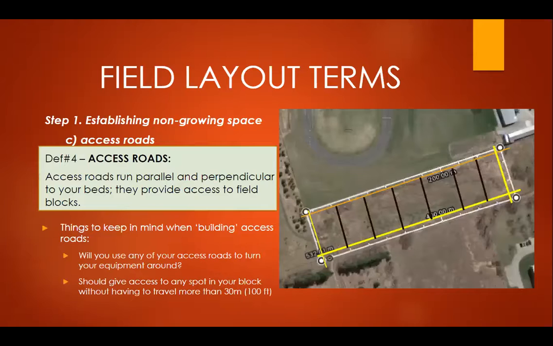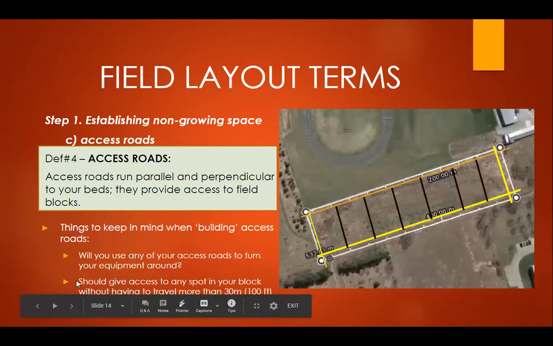Okay, so also in your non-growing space, you're also looking at things like access roads. That's your third component of your non-growing space. Access roads usually run parallel and perpendicular to your beds, and they provide access to your field beds, or to your field blocks. So if you remember the Smith Field here, we're looking at approximately 850 feet long, which is a relatively long, narrow kind of block. The access roads help break that up.